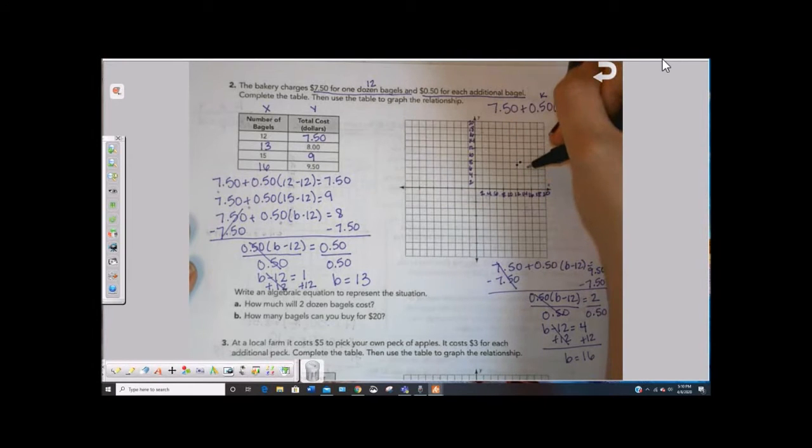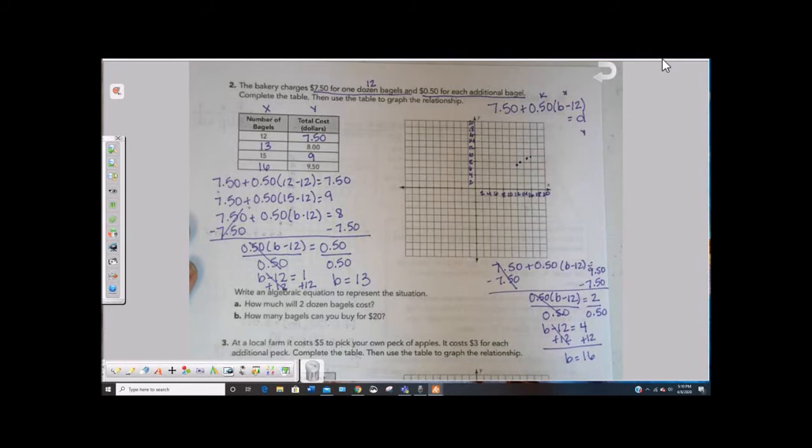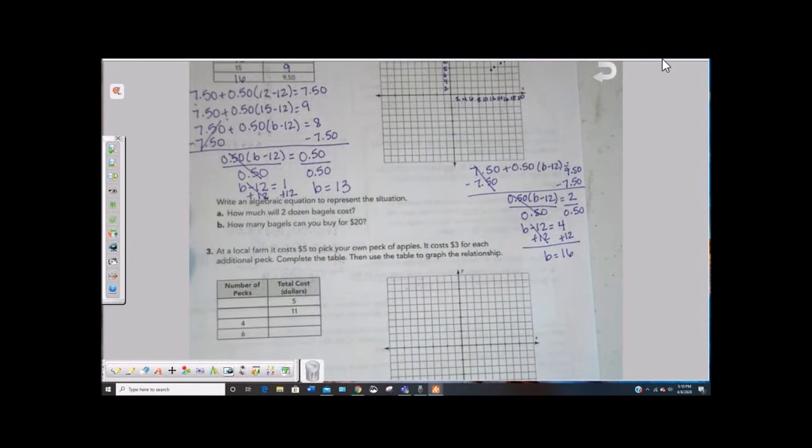Okay, then 15, 9. And then 16, 9.50. Oh, that's a really small graph. It should be straight. I tried to do the best I could. Okay.